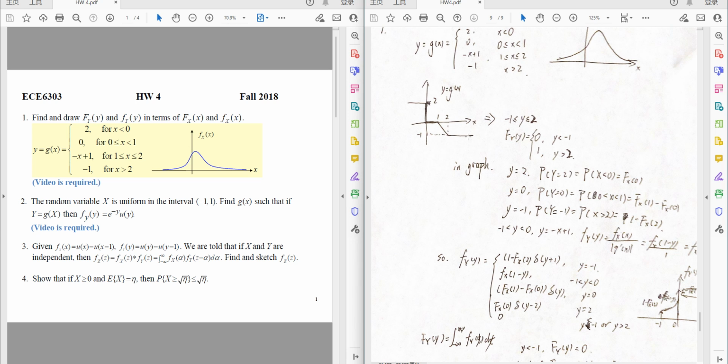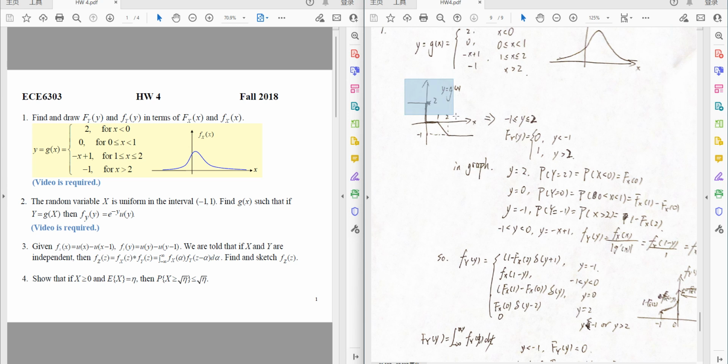So we can just know the mass function of Y. When y is less than negative 1, the mass function must be 0. And when y becomes bigger than 2, the mass function must be 1. That's just the property of the mass function.